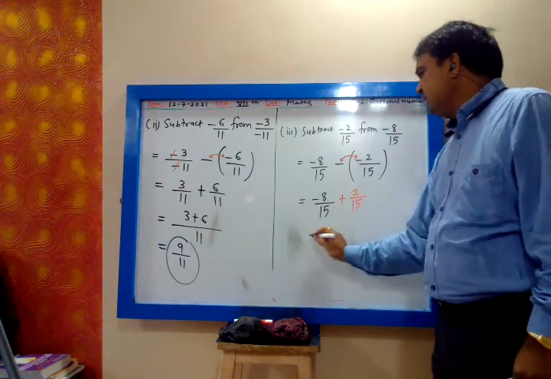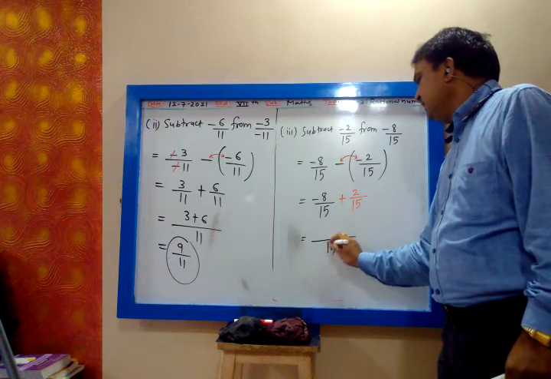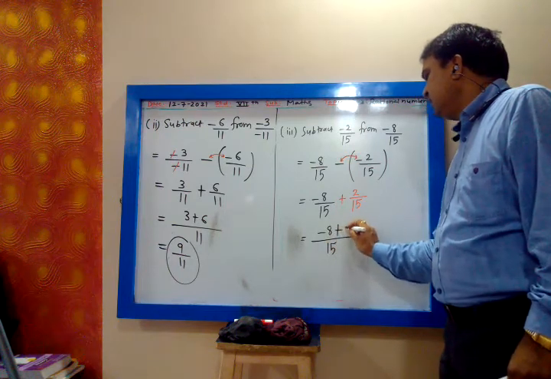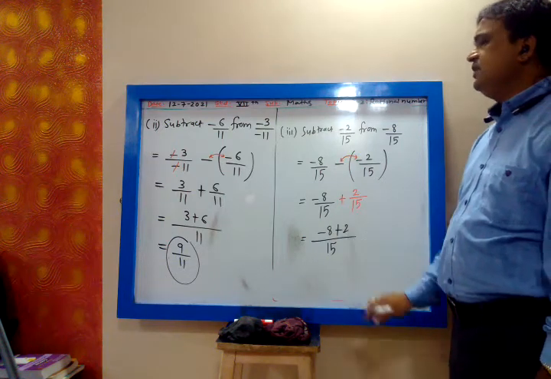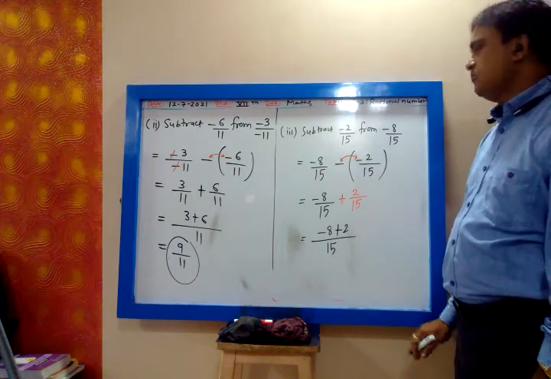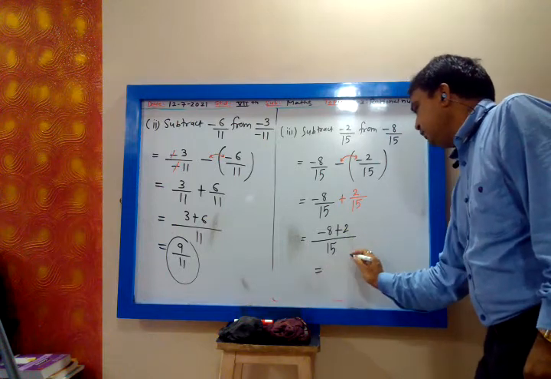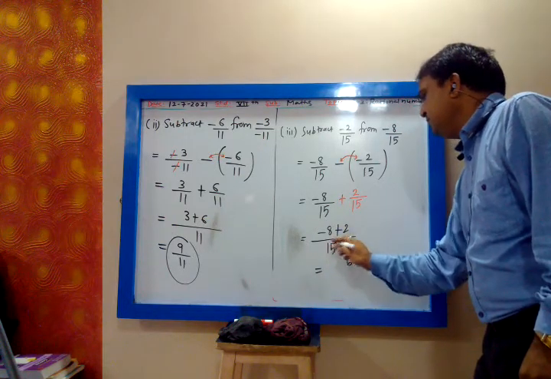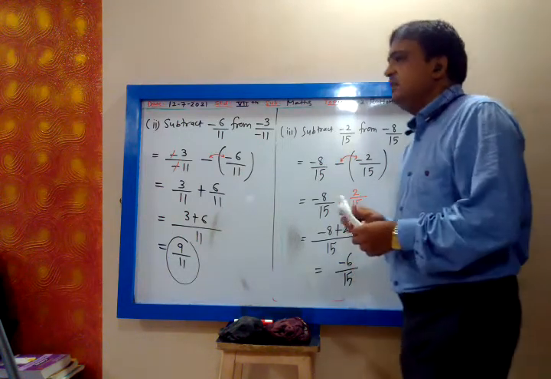Now denominators are equal, so I will simplify the numerator. That is minus 8 plus 2. Whether they have same sign or opposite sign? Opposite sign. We will subtract. 8 minus 2 is 6. But which number is bigger? 8. So minus 6 upon 15. But this is not in the lowest form.